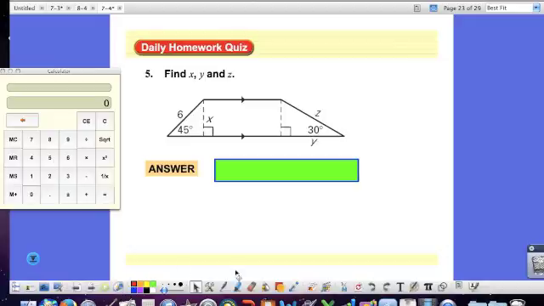Ooh, one more crazy problem. Find X, Y, and Z. Okay, X is going to be 6 is equal to whatever it is times radical 2. Divide both sides by radical 2. And you get 6, oops, hold on a second.